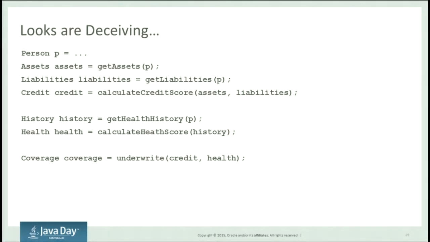This code looks harmless, but this code can kill your system. Why is that? The reason is because all of these calls, get assets, get liabilities, calculate credit score, get health history, calculate health score, and underwrite, can all either be I/O intensive tasks, which means you are calling out to perhaps external systems to get your asset information, to get your health history, and it may also be CPU intensive, because things like underwrite and calculate credit score may be doing a lot of complex mathematical calculations, which will take up CPU on your machine.